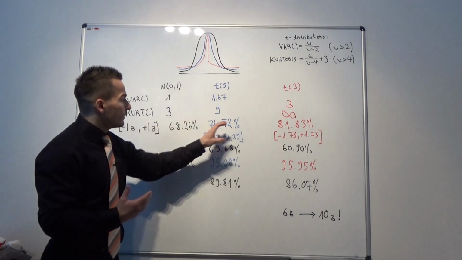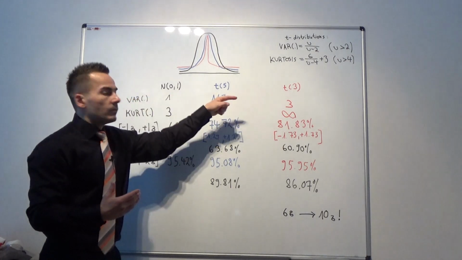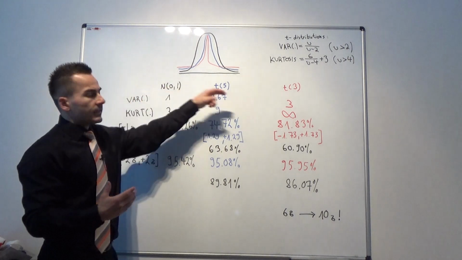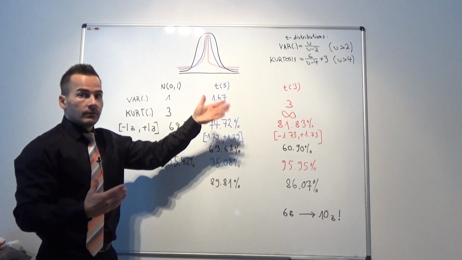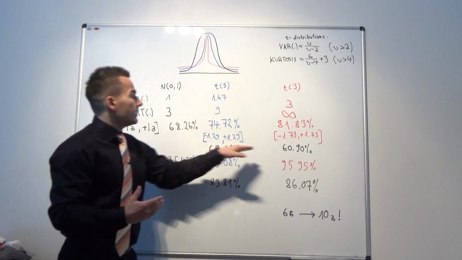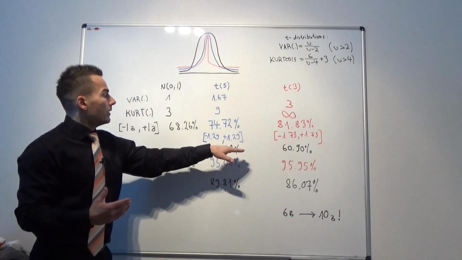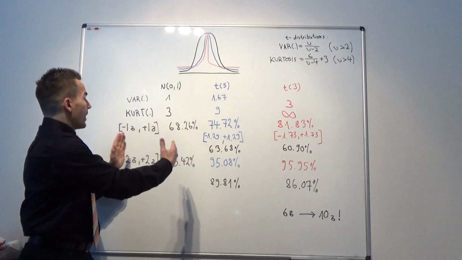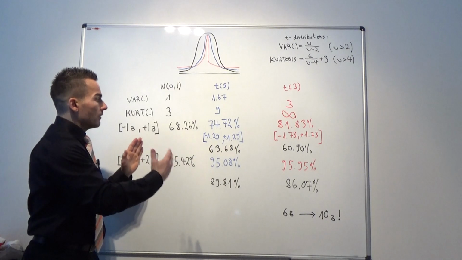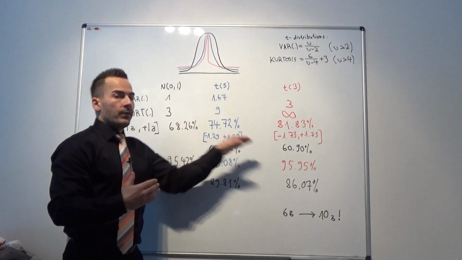The error increases as the number of degrees of freedom decreases. So as we have fatter tails, more impactful tail events, this is what it means, we obviously underestimate what happens within -1 and +1 standard deviation if we think this distribution has thin tails. Yeah?